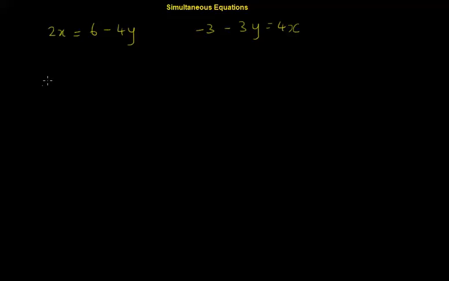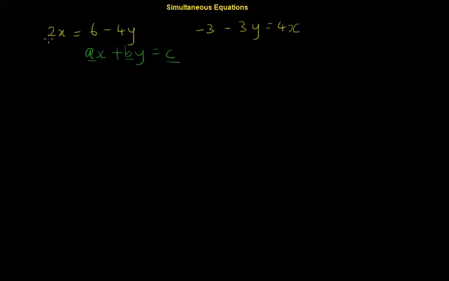Alright, in this video I'm going to show you how to solve simultaneous equations using the elimination method. So in this example we have 2x equals 6 minus 4y and minus 3 minus 3y equals 4x. The first thing we need to do in order to solve these is to firstly rewrite these into this form: ax plus by equals c, where a, b and c are integers.